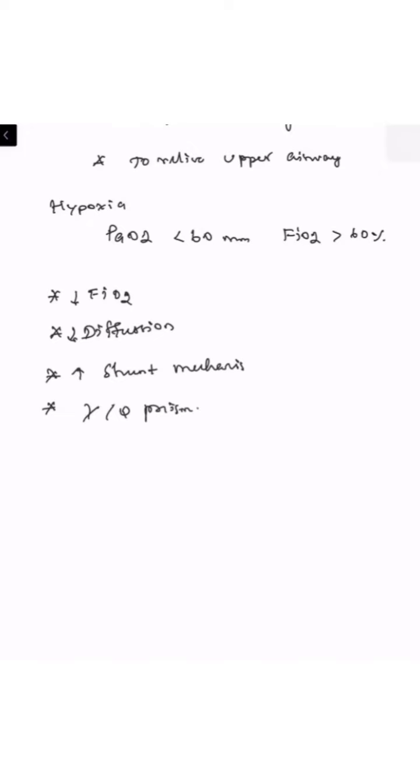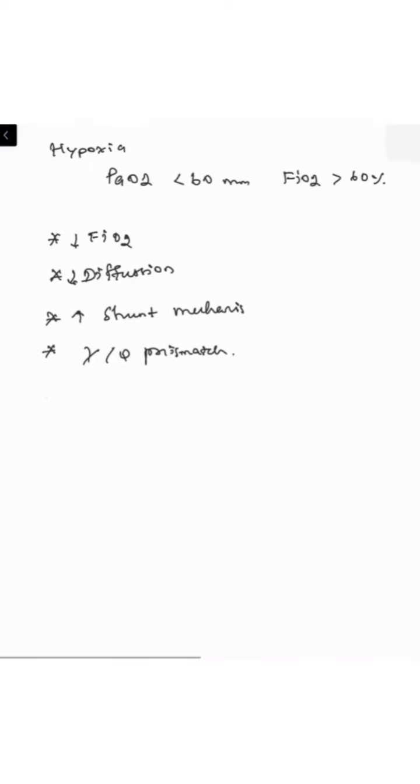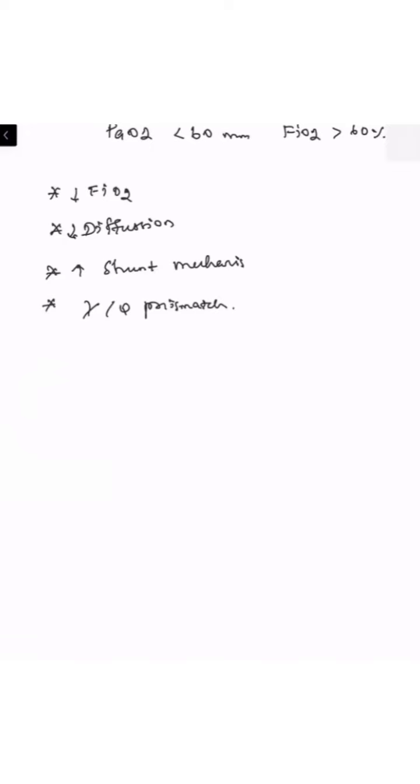For a person having hypoxia, the most common mechanisms we have explained are reduced FiO2 from the environment, decreased diffusion across the alveolar membrane, increased shunt, that is the pulmonary artery containing deoxygenated blood which is not ventilated and is directly transferred to the pulmonary veins, and ventilation perfusion mismatch. There are many mechanisms and etiologies for these conditions, all finally leading to hypoxia.